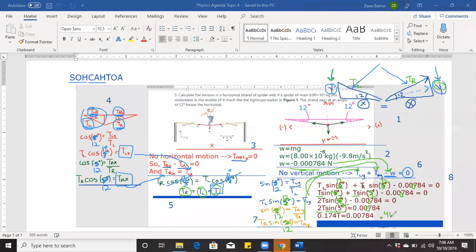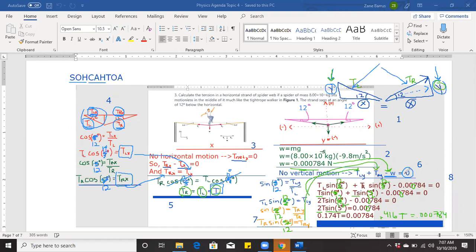I get 0.416 is what I should have gotten there, since I made the mistake of using 5 instead of 12 degrees. So 0.416 T should be equal to 0.000784. Okay, and then very last step, I got to divide that 0.416 over to get T alone. Okay, so 0.000784 divided by 0.416, and I've got my tension force, T.